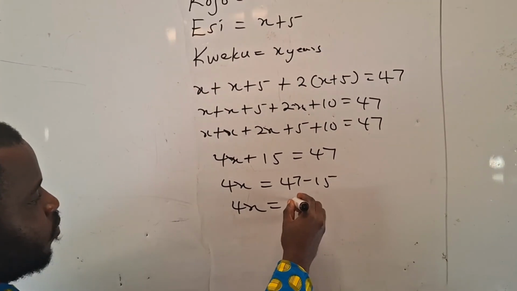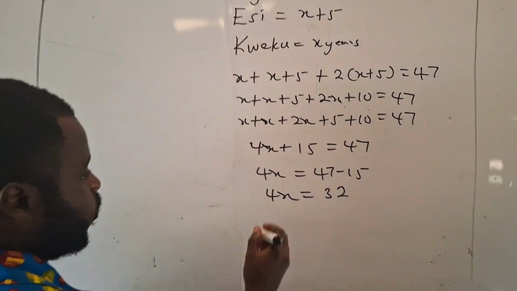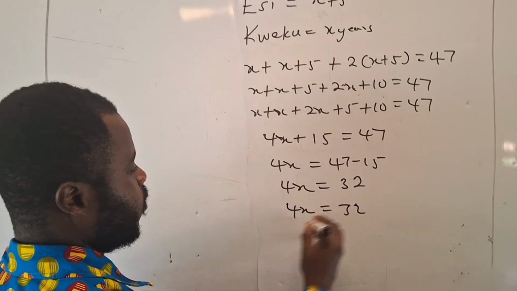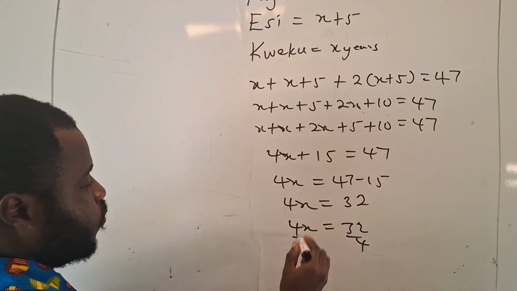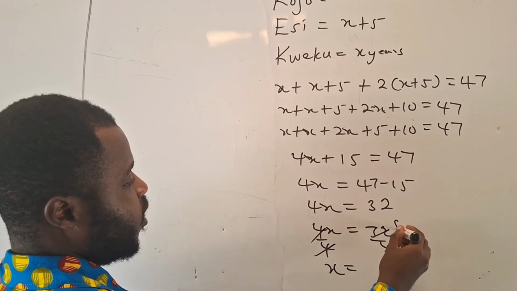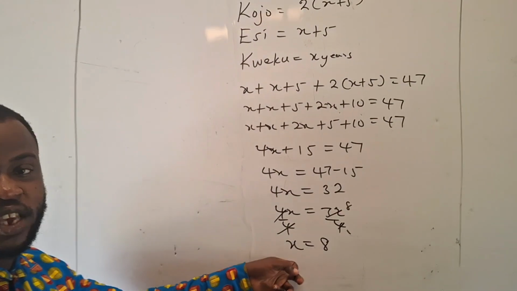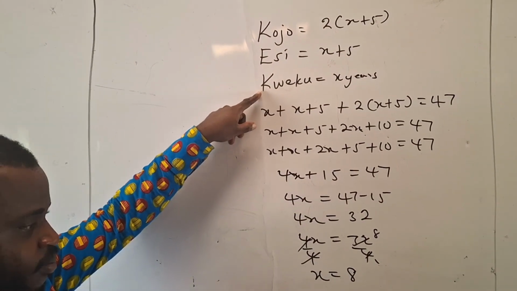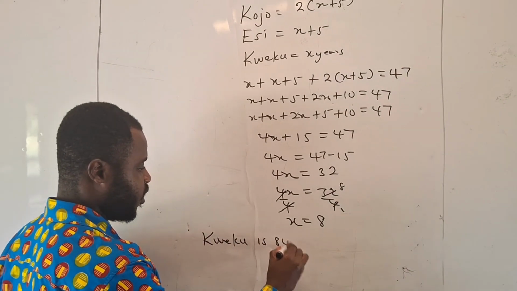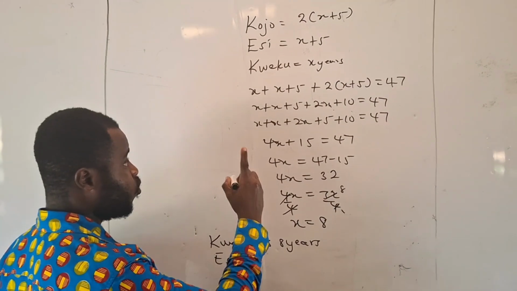So we are going to have 32. So we are going to divide both sides by 4. So we have x, 4 will divide the 1, 4 will go here 8. So x is equal to 8. Now the 8 is whose age? The 8 is Kweku's age. So Kweku is 8 years. So therefore AC will be what?